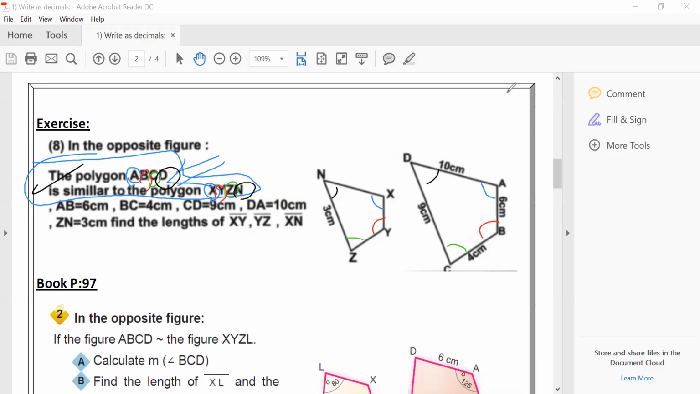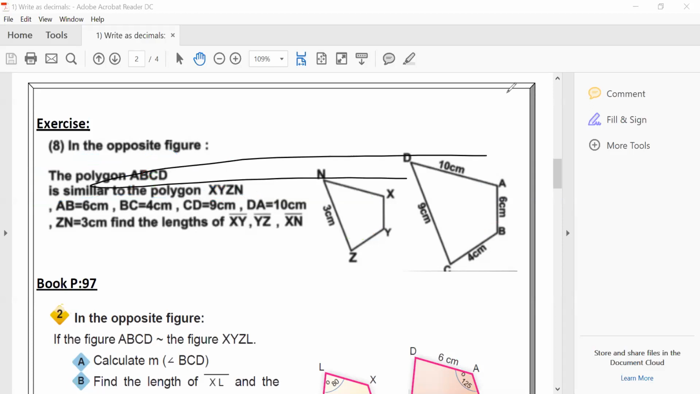Who can tell me the proportional sides? How can I write them? I want to write the proportional sides. Please don't look at the drawing. What over what equal what over what? Very important, this step. Let's take the order, please, of the participants. Okay, Mariam.